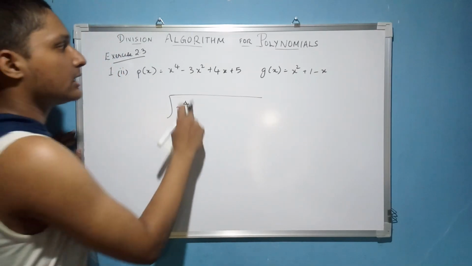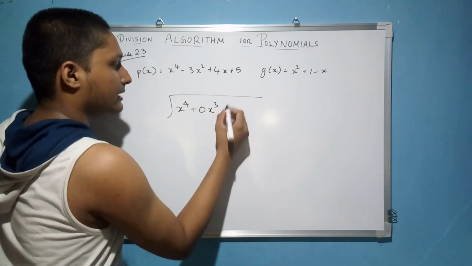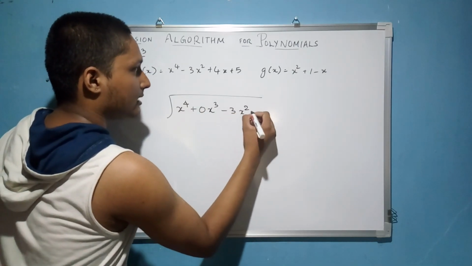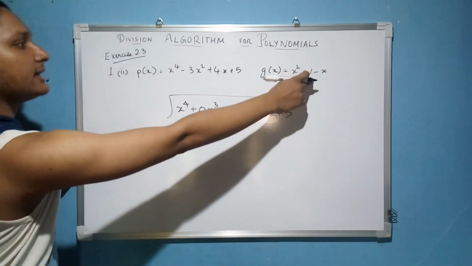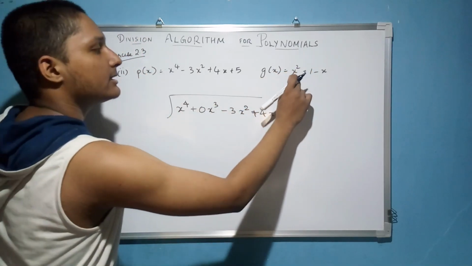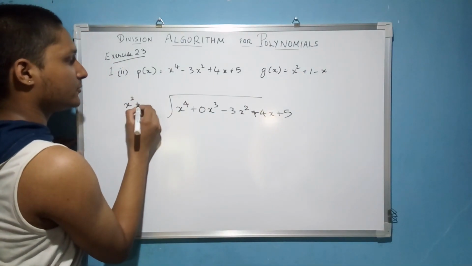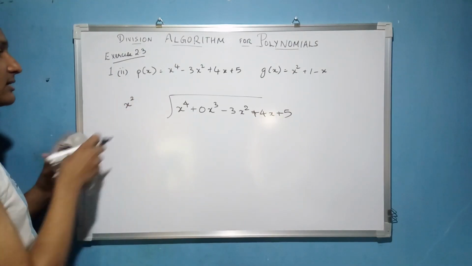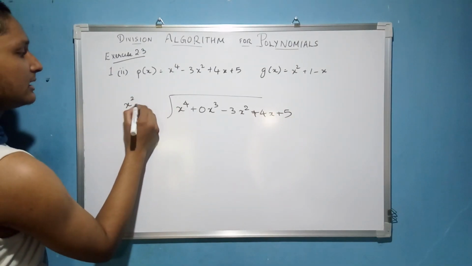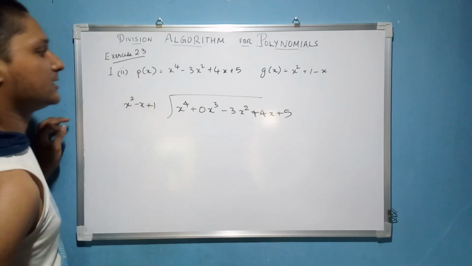So x raised to 4. There is one x cube term missing. I should write it as 0x cube. And you have minus 3x square plus 4x plus 5. And you have to write this in the proper order. The x square and x terms should come in sequence, so that it becomes easy for me to multiply and write it in the proper column here. Otherwise, it will get mixed up. Okay, this comes to be x square minus x plus 1.